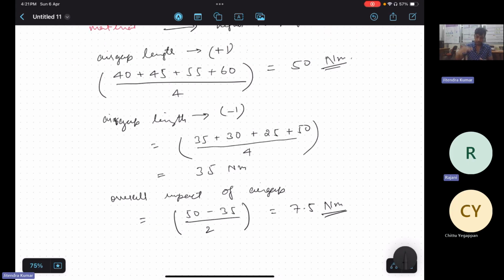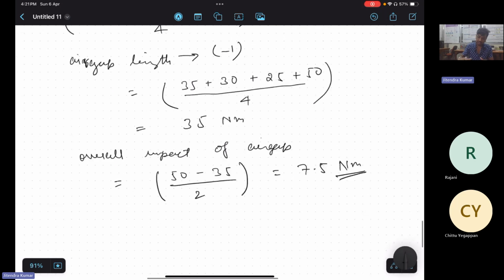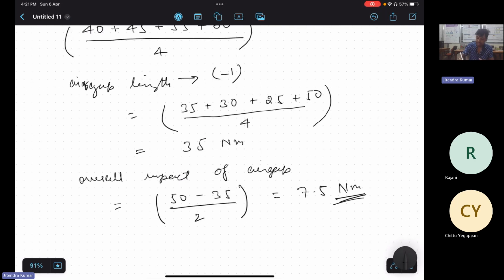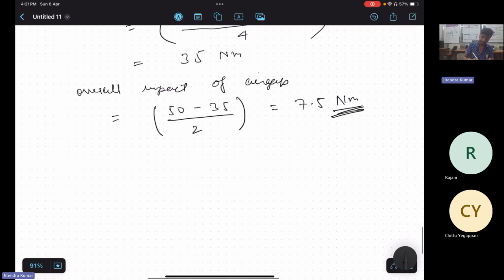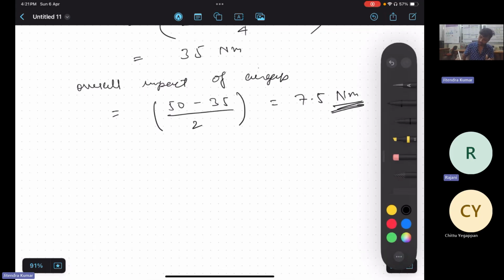Okay. Now, the second factor we will evaluate, and wherever this overall impact is higher, that will have the most significant impact on the output. Now, second is stack length.